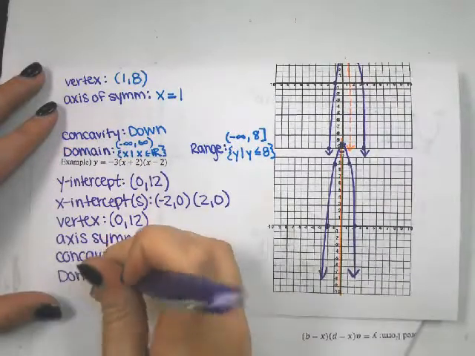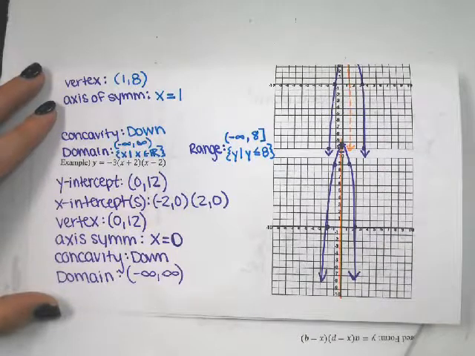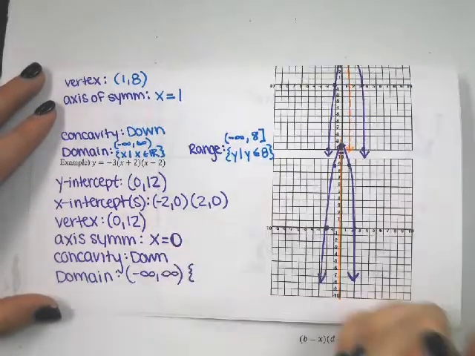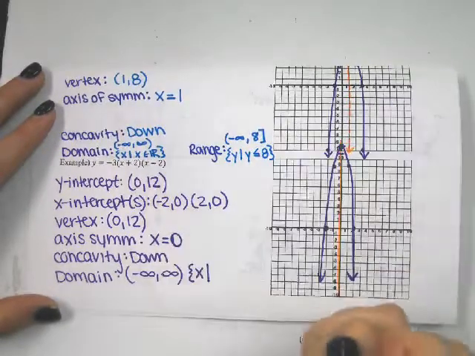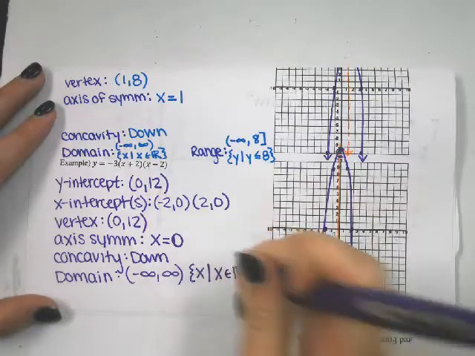For all quadratic functions, our domain is all real numbers. So you can either say interval notation as -∞ to ∞, or you can write it in set notation with the little squiggles, all x such that x is a real number.